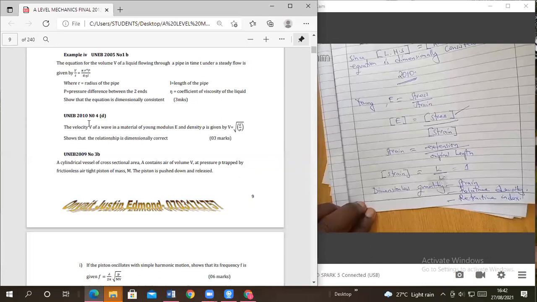So work out for me this exercise of 2010. Write down the question. Have you written down the question? I believe many of you have downloaded this book. This book is already on the website. Have you downloaded it? No, we don't have it. Okay, you write the question very fast.